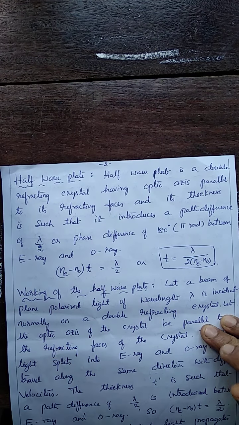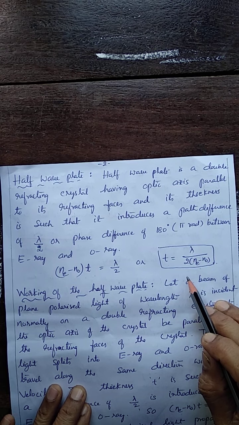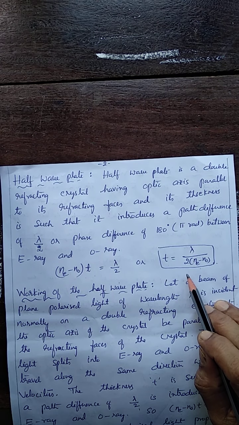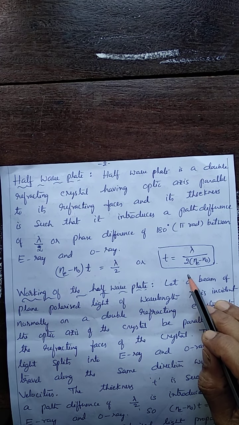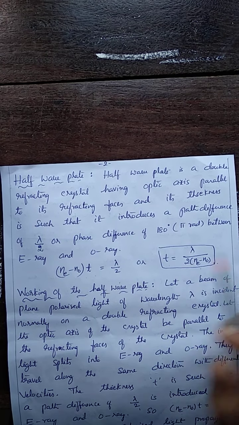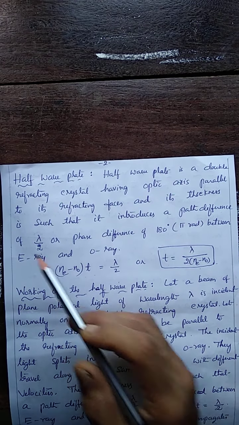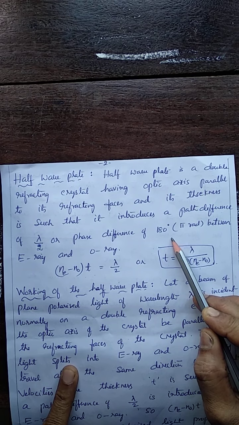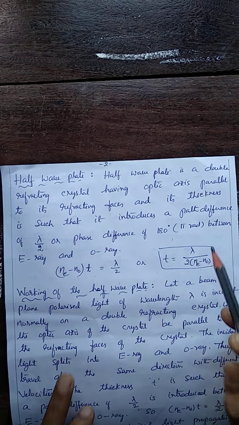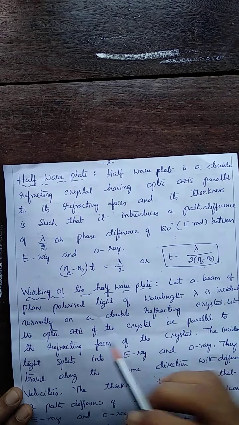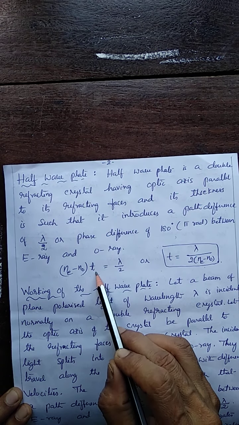Half wave plate is again a double refracting crystal having optic axis parallel to the refracting faces, and its thickness is such that it introduces a path difference of lambda by 2 or a phase difference of 180 degrees. That plate is called half wave plate. And for a half wave plate, (Ne minus No) into T is lambda by 2.